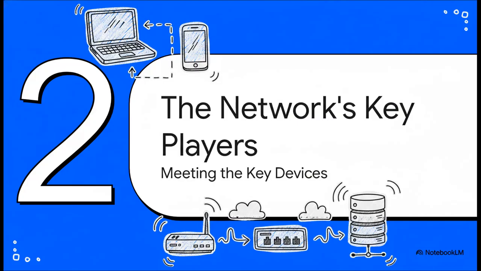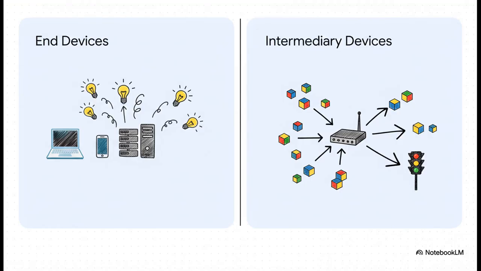Okay, so if a network is all about communication, then who's doing the communicating, right? Let's meet the key players in this whole operation, the actual devices that make it all happen. All right, so all the devices on a network basically fall into two main groups. On one side, you've got the devices that actually create and use the data. On the other side, you've got the devices that just move and direct that data. It's a really simple distinction, but believe me, it is absolutely crucial.